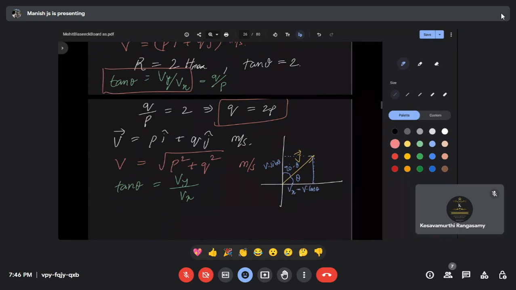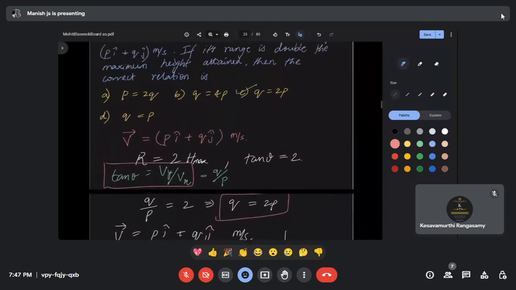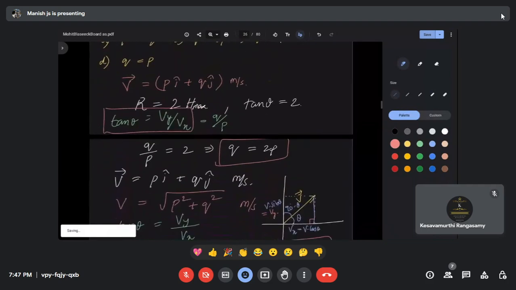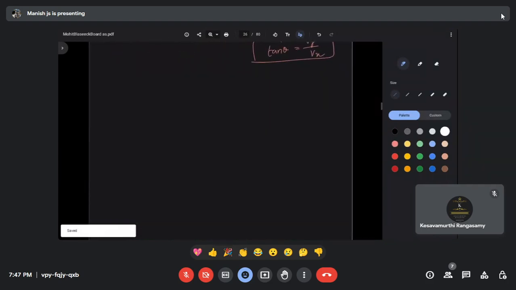So if you want the tan relation, what is tan theta now? If this is vy, the vertical component, don't you think it will be vy upon vx? Understood. That's how you get it. So we use this relation. I hope it's clear for everybody. So moving on. That's how you approach this.